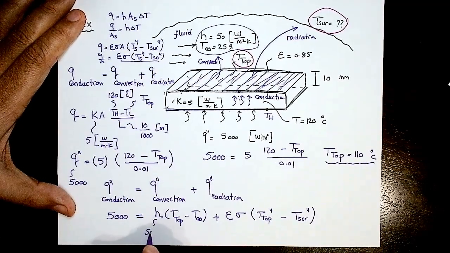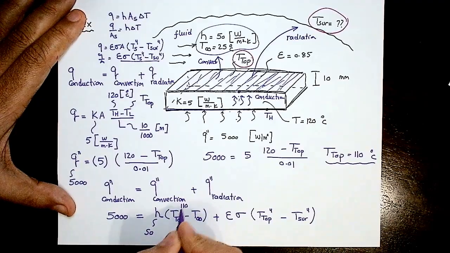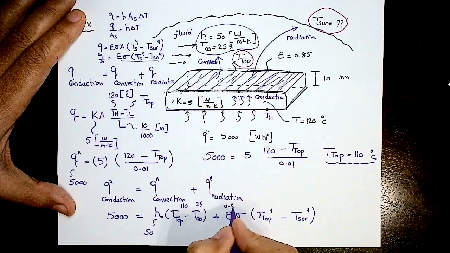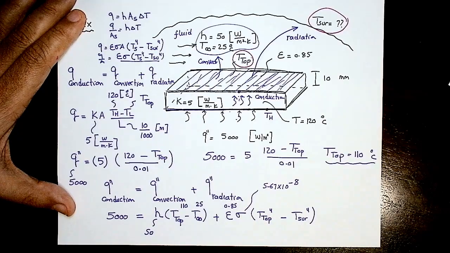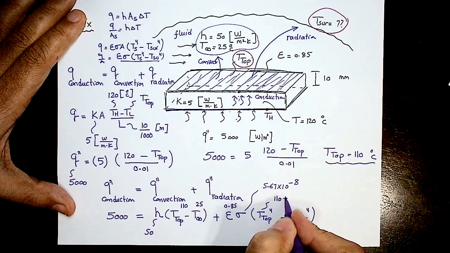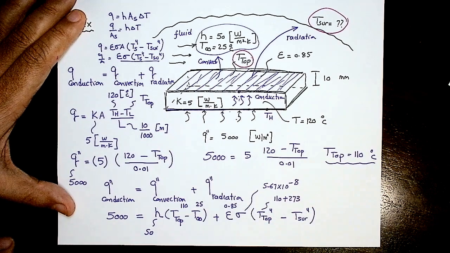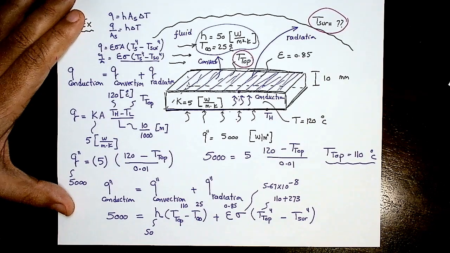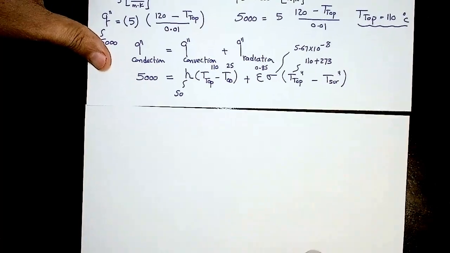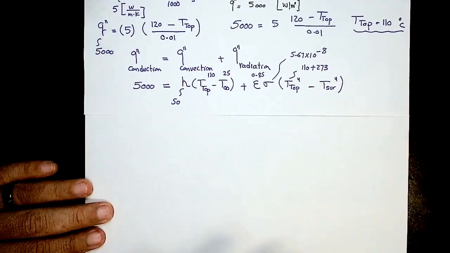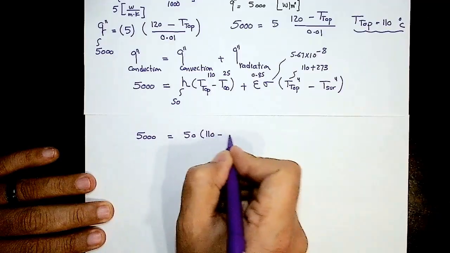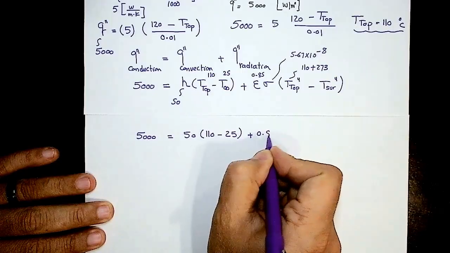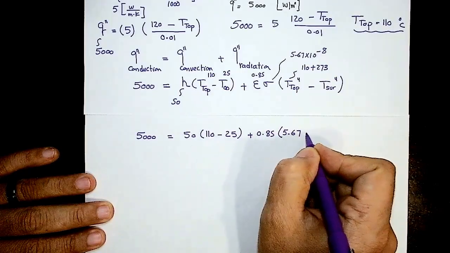H is given, that's 50. T top is 110, we calculated that. T infinity is given by 25. Now, epsilon is given by 0.85. Sigma, Boltzmann, 5.67 times 10 to the minus 8. T top, 110 plus 273. Remember, it's a condition for this equation to be in Kelvin. Now, that's the unknown in the equation. So if I write down the equation with all the values I have right now, I'm going to have it that way. I will have 5,000 equal to 50 times 110 minus 25, plus 0.85 times 5.67 times 10 to the minus 8.